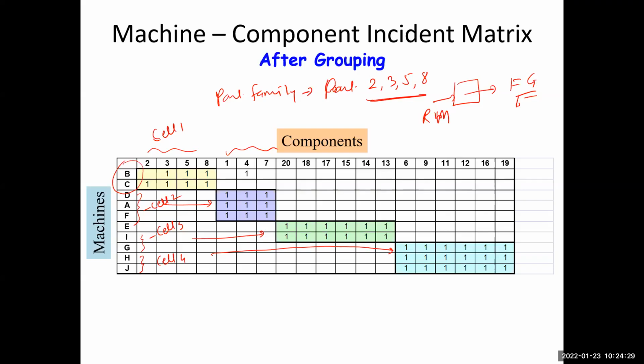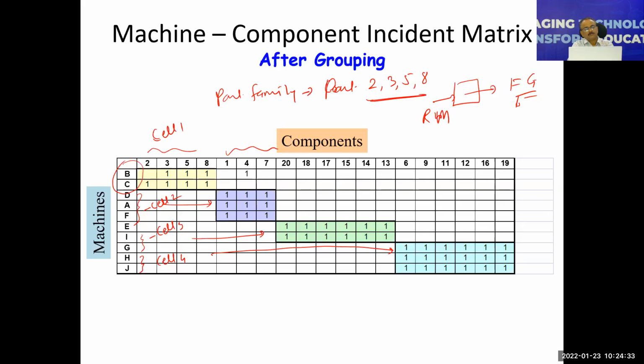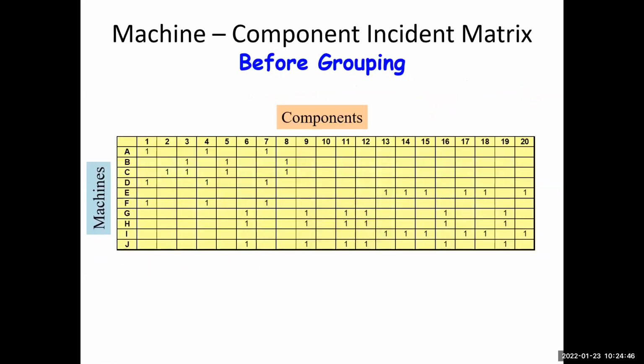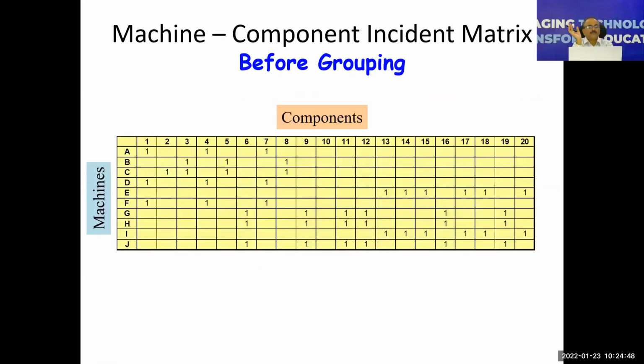Sorry to interrupt, Professor, if I may. A basic question on the components that you are referring to. For example, components 1 to 19, do they represent the same type of component or different components? They are different components. Okay, fine. Thank you.